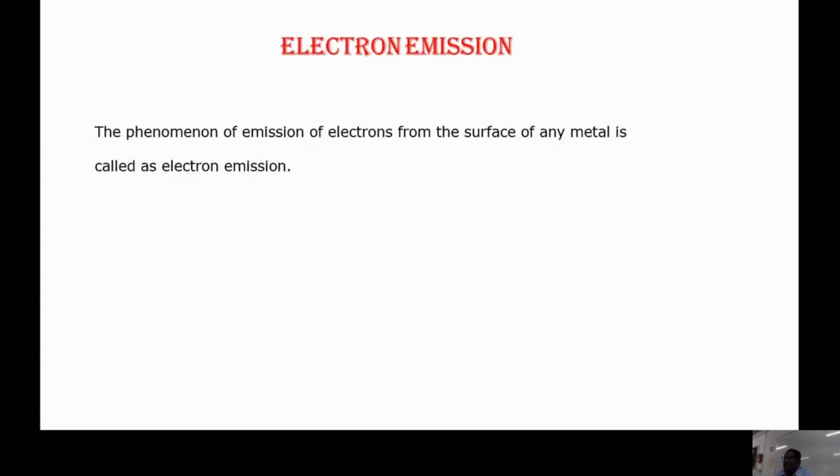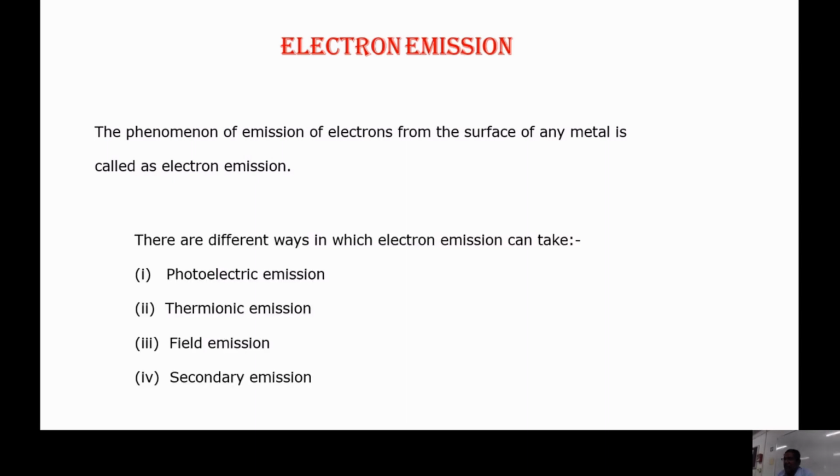Once the electrons were discovered, many experiments were performed, and the phenomenon of emission of electrons from the surface of any metal is known as electron emission. There are many ways by means of which electron emission can take place. Some of them are photoelectric emission, thermionic emission, field emission and secondary emission. We are going to discuss photoelectric emission in detail.